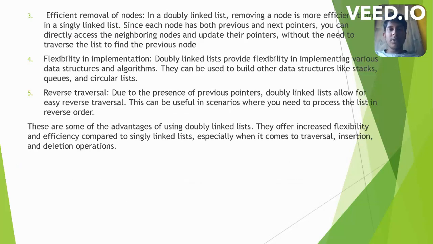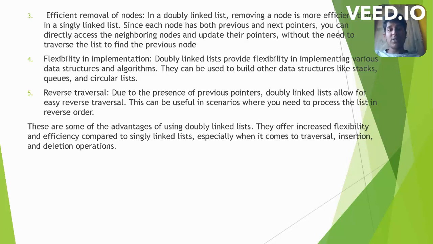Third, efficient removal of nodes. In a double linked list, removing a node is more efficient than in a single linked list since each node has previous and next pointers. You can directly access the neighboring nodes and update their pointers without the need to traverse the list to find the previous node.